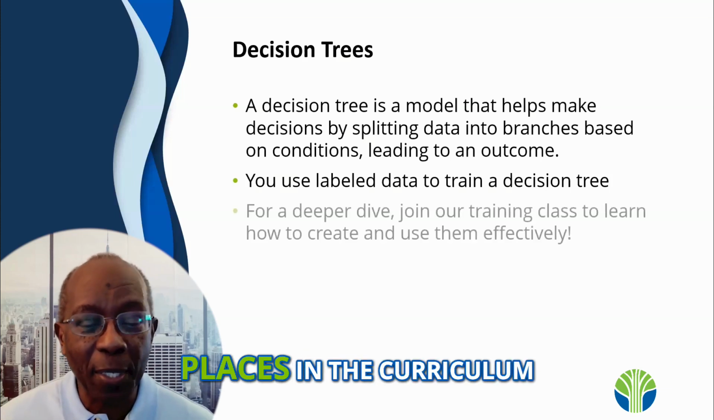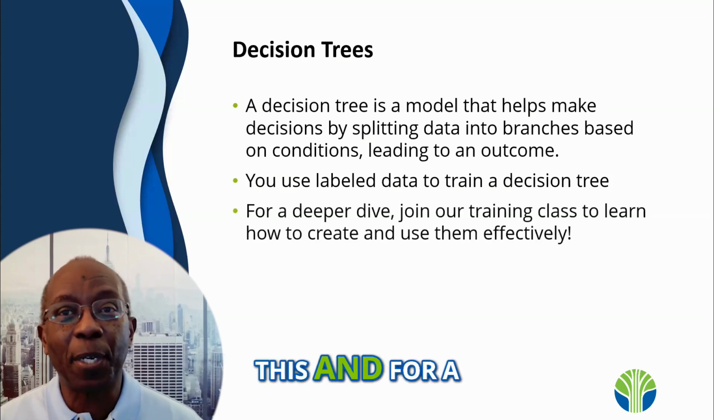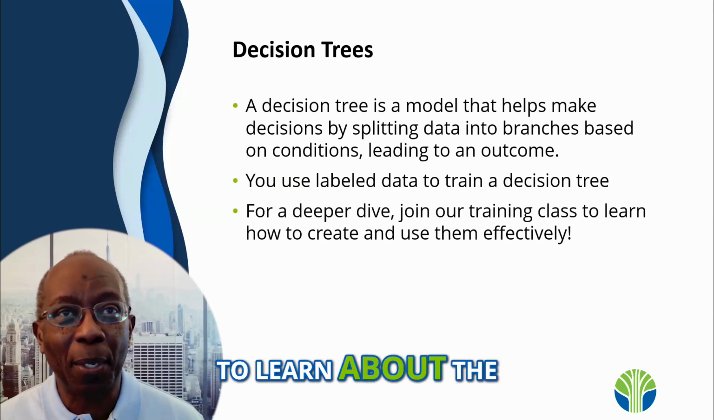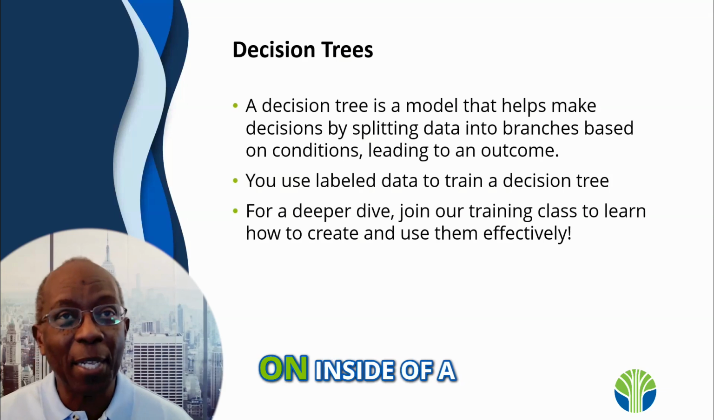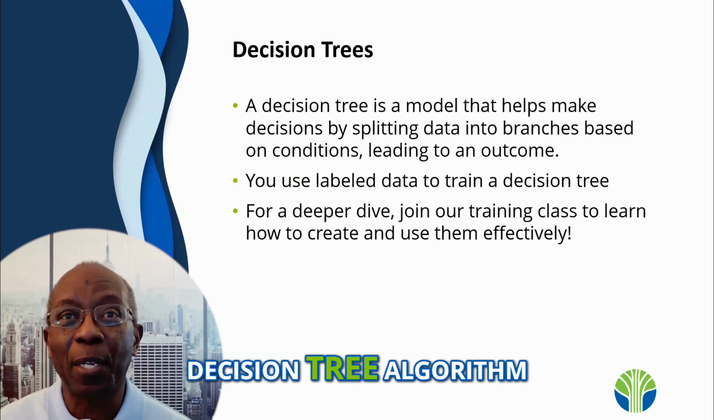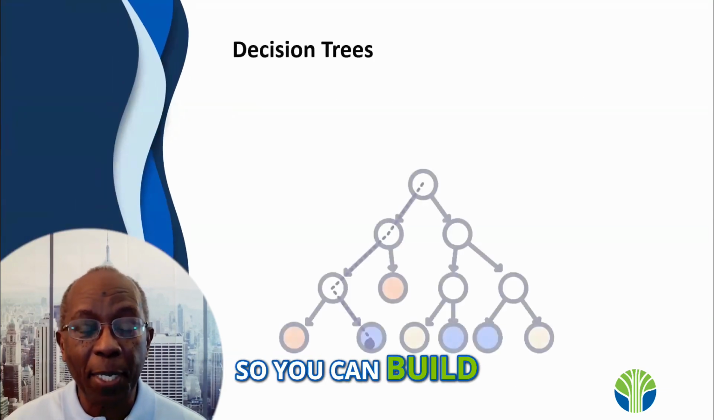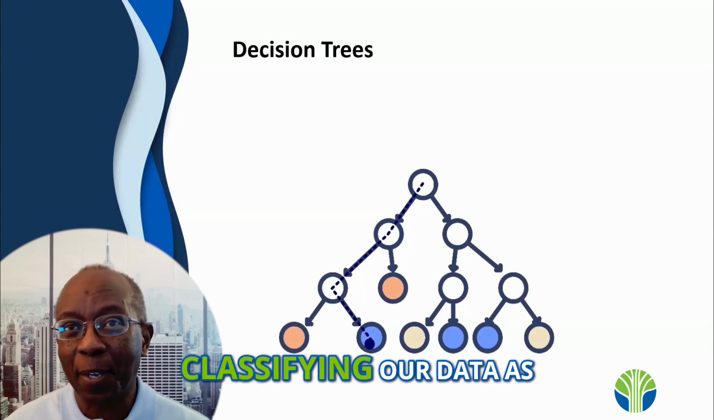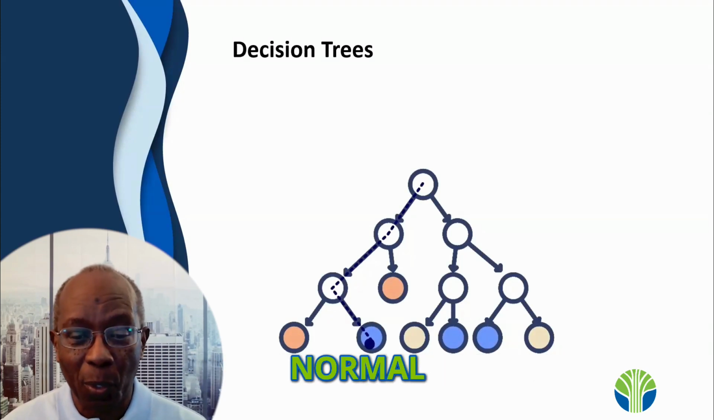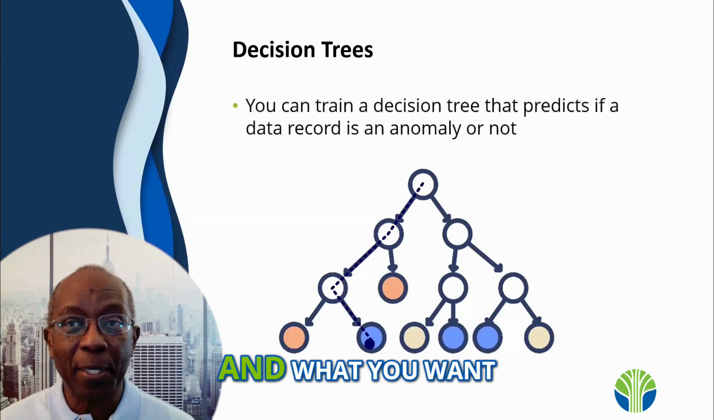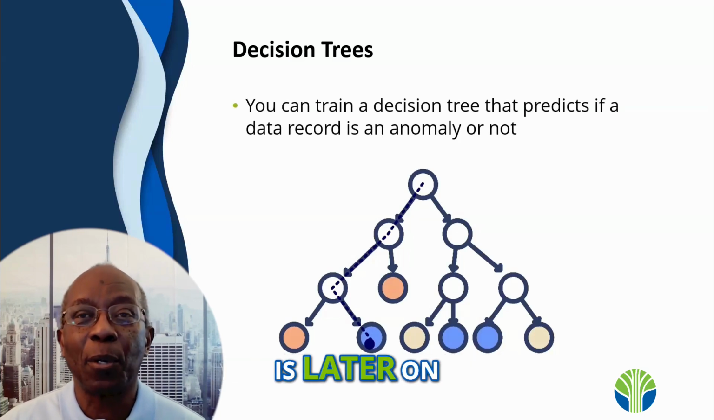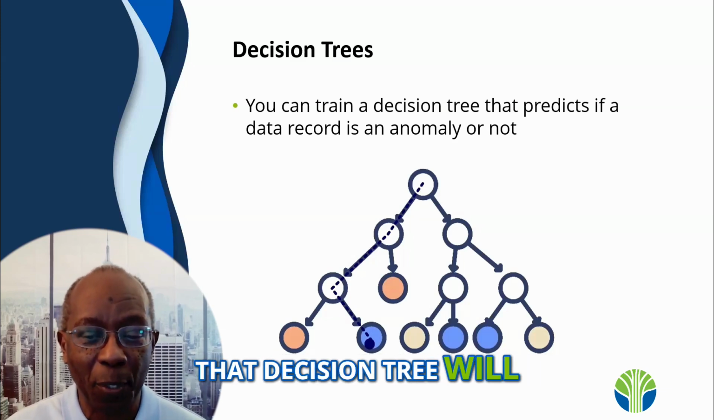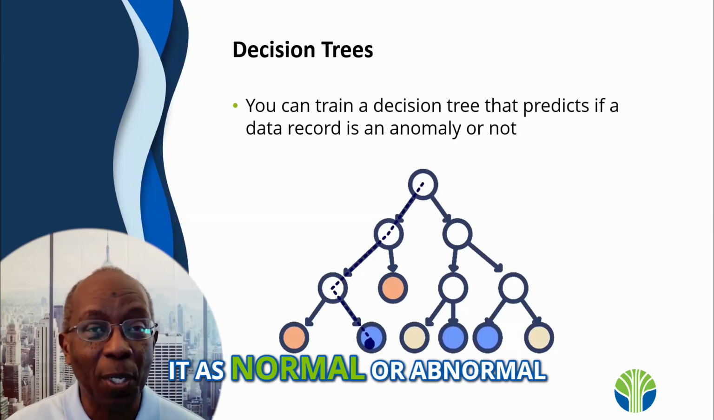So we have several places in the curriculum where we talk about this. And for a deeper dive, you can join our training classes to learn about the different things that go on inside of a decision tree algorithm. So you can build a decision tree for any classification problem. In our case, classifying our data as normal or abnormal. And what you want is later on, when you have data that you haven't yet classified, that decision tree will help you to classify it as normal or abnormal.